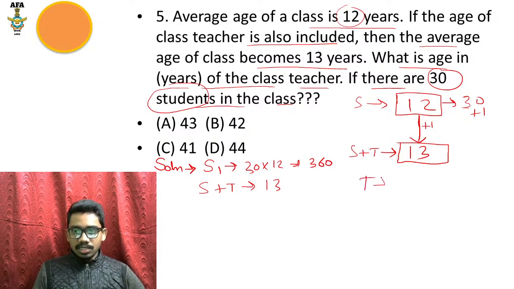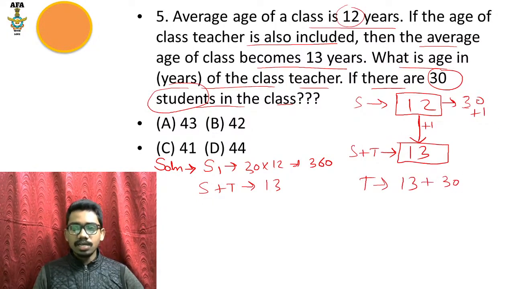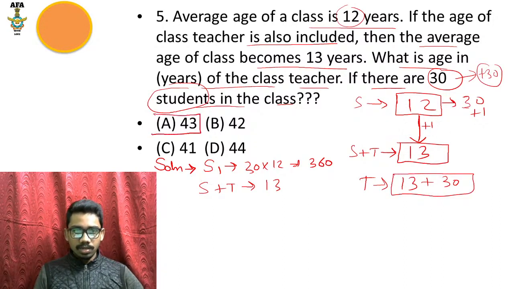So the teacher's age will be 13 years, and it will be plus 30. Why plus 30? Because each number is increasing by 1, and there are 30 numbers, so the total will be increased by plus 30. And this is 13, so it will be 43. So the correct answer will be answer option A.